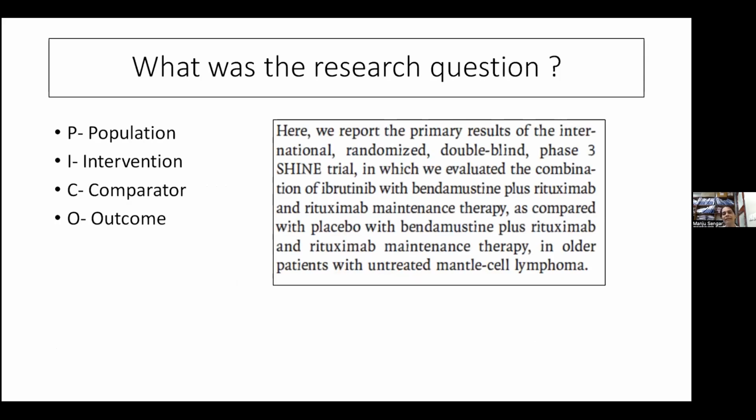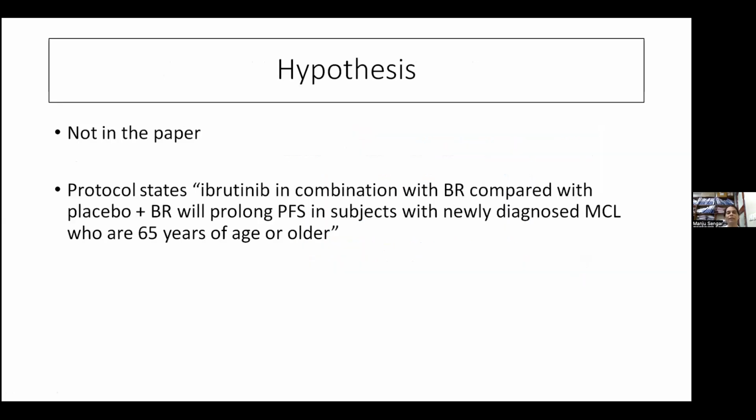Let's move to see whether they have clearly spelled out the research question. The research question follows the PICO format, that's population, intervention, comparator, and outcome. If you read the last part of the introduction, you get to see the population that is older, untreated mantle cell lymphoma. You get to see the intervention, that is ibrutinib. You get to see the comparator, which is placebo. But what is not there is outcome. What they are trying to achieve is not very clear.